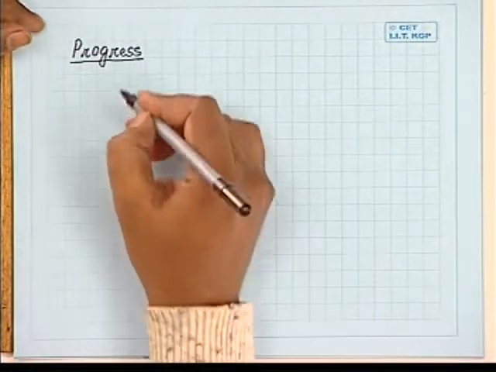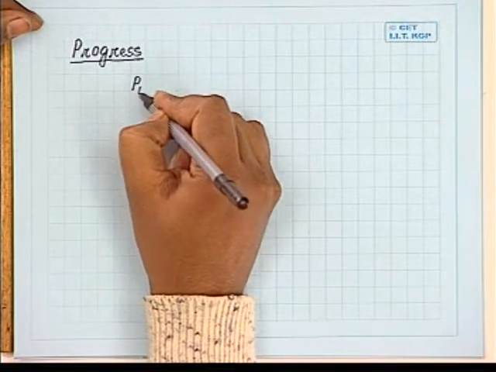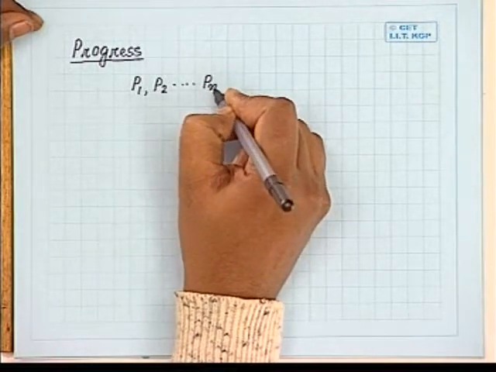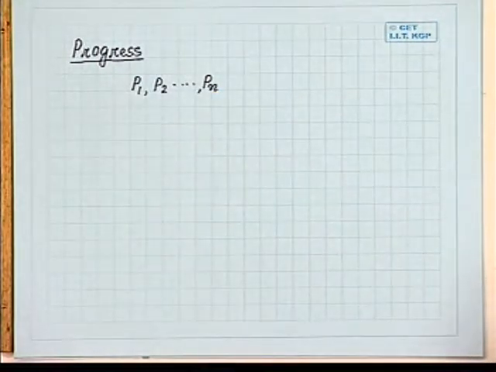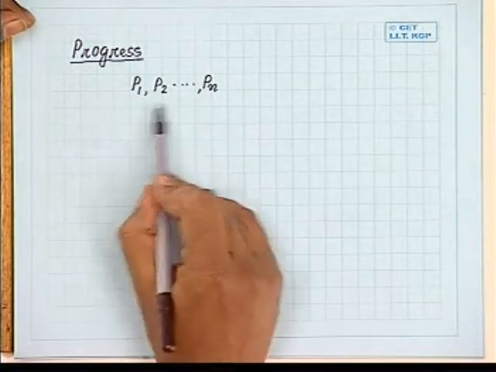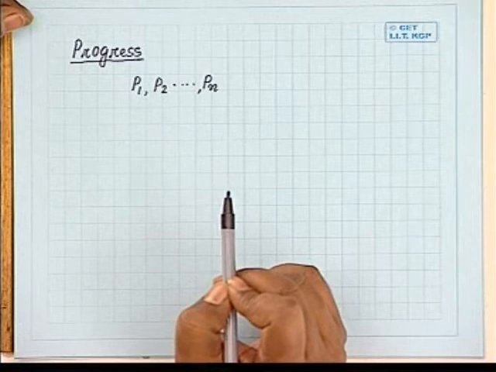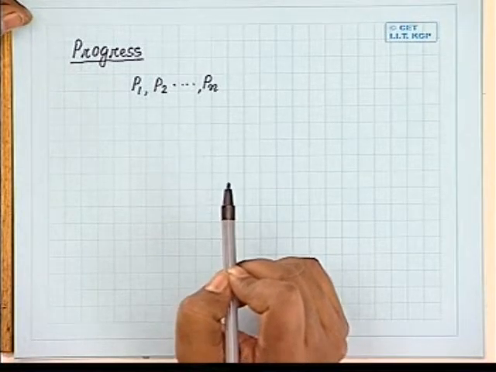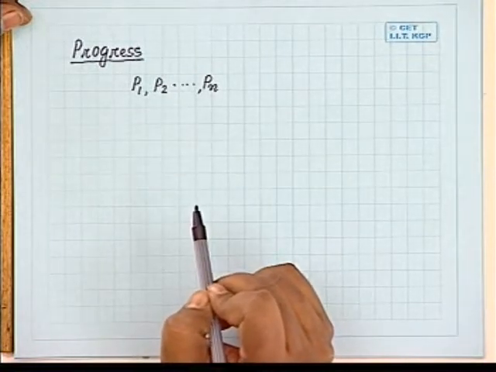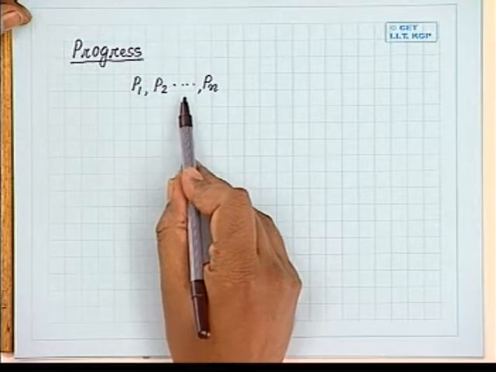Suppose we have a set of n processes, say P1, P2, up to Pn, which share the same critical region. The same critical region is very important, not different critical regions. So these n processes P1, P2, up to Pn share the same critical region. Okay. Now, if all of these processes try to enter the critical section at a time, then we must ensure that only one of them will enter the critical section and the others have to wait in some wait loop.